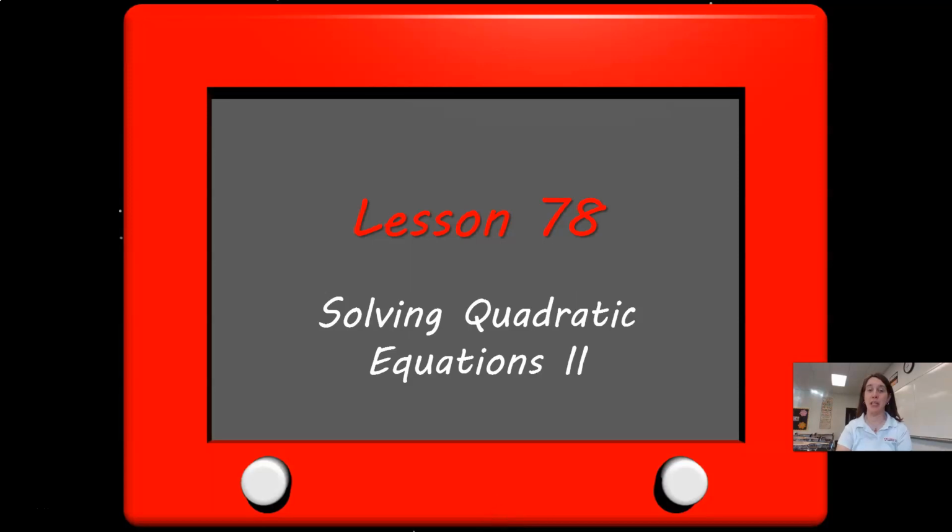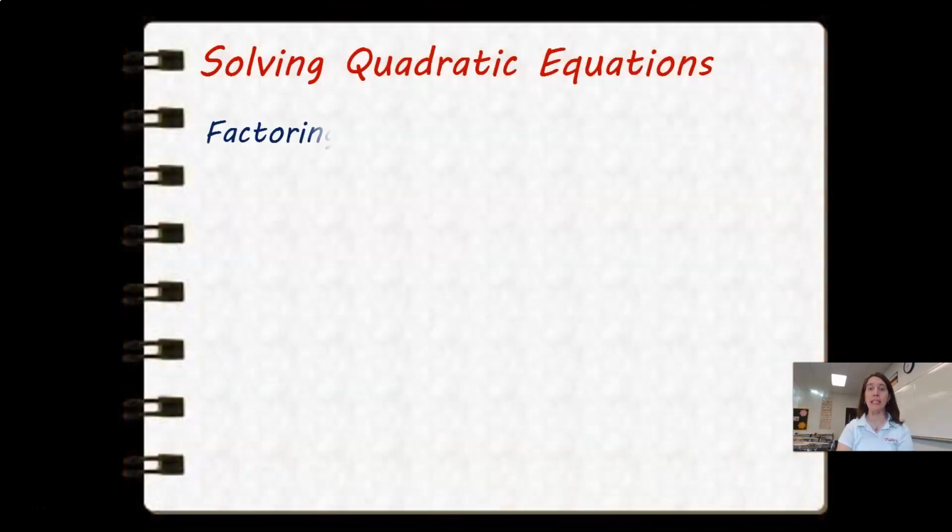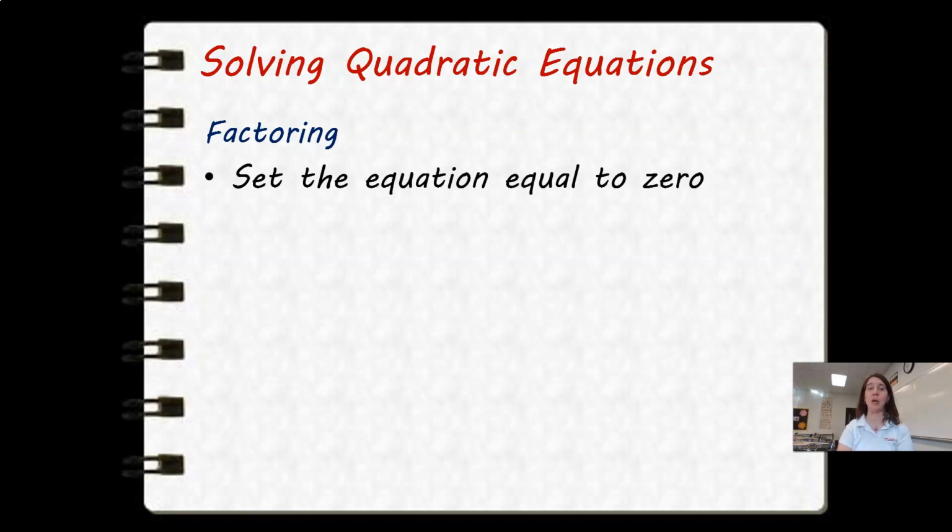Today we're going to finish up our discussion from yesterday of lesson 78, where we were talking about how to correctly solve our quadratic equations. Remember, in our lesson yesterday we were focused on factoring. What did it mean to factor? What were the steps that we followed?